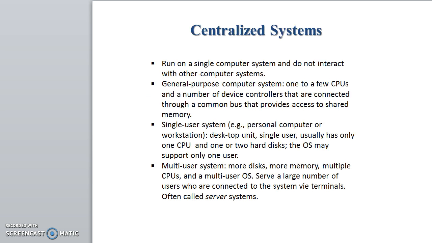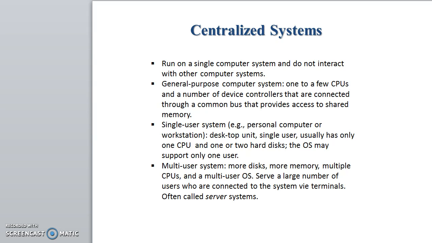Centralized system. A centralized system runs on a single computer system and does not interact with other computers. A general-purpose computer system has one to a few CPUs and a number of device controllers that are connected through a common bus that provides access to shared memory.